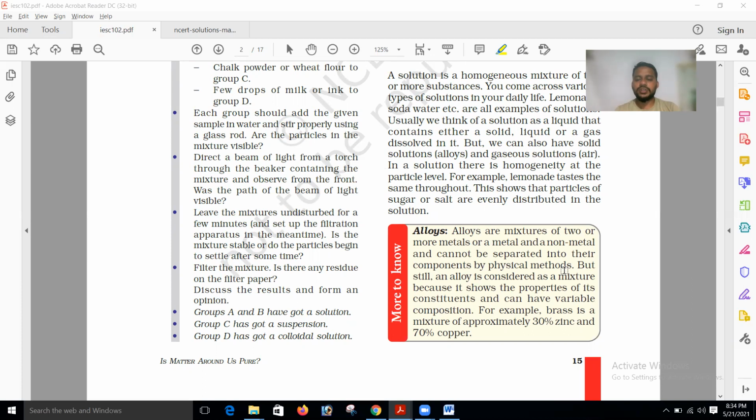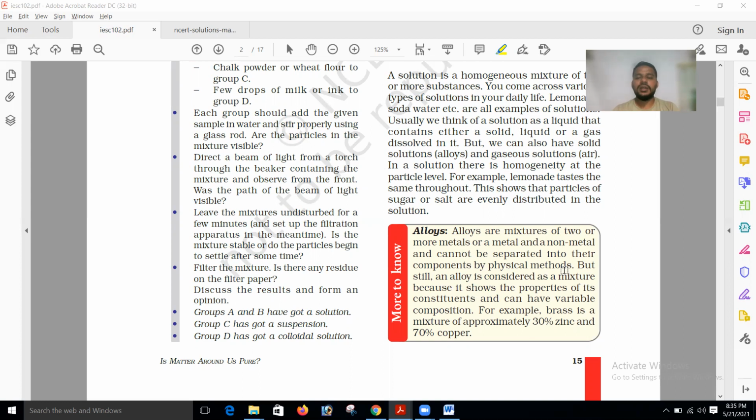Okay but still an alloy is considered as a mixture because it shows the properties of constituents and can have variable composition. So alloy can be considered as a mixture. Alloy can be considered as mixture because they show the properties of its constituents, মানে যি metal বা non metal আছে সেইবোৰৰ চৰিত্ৰ তোমাৰ এলয়টোৱে দেখুৱায়.